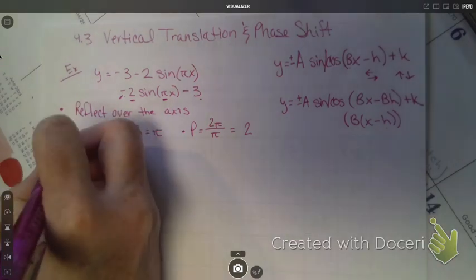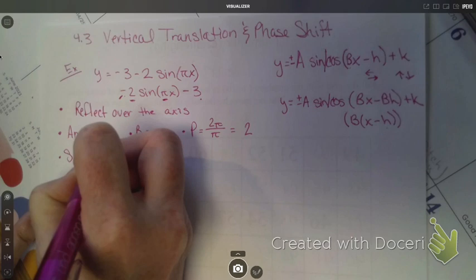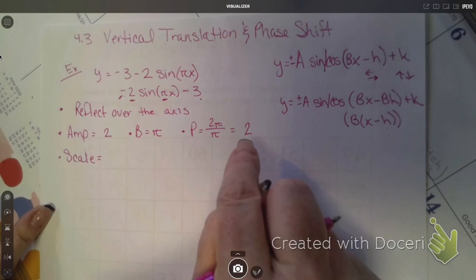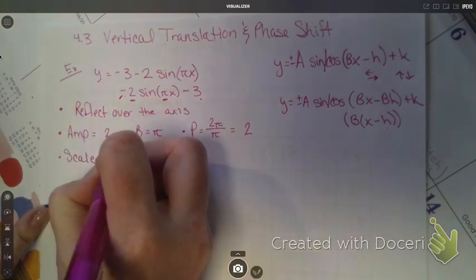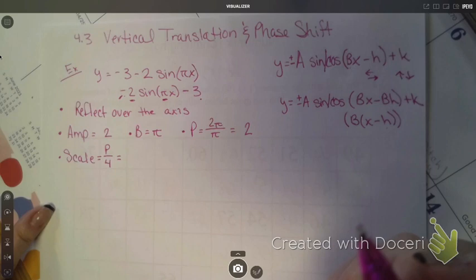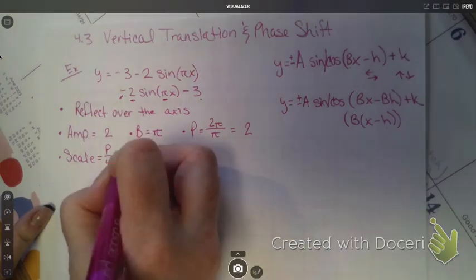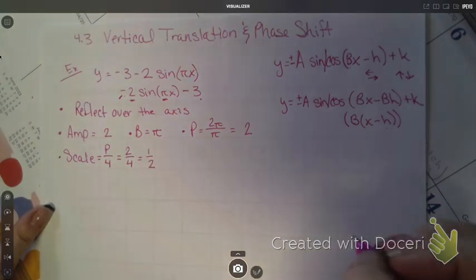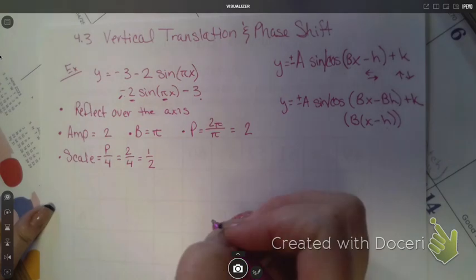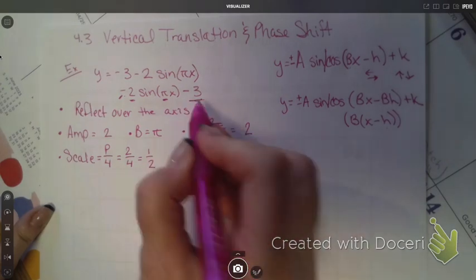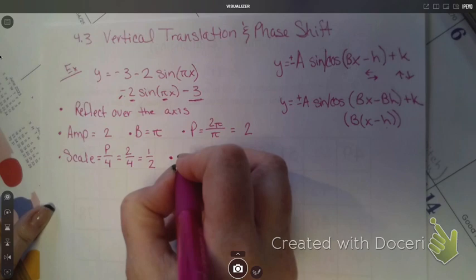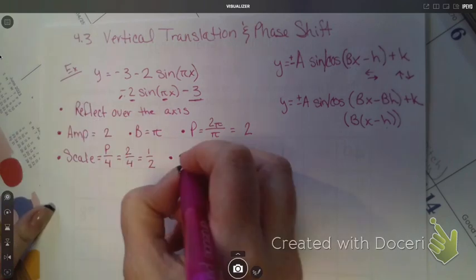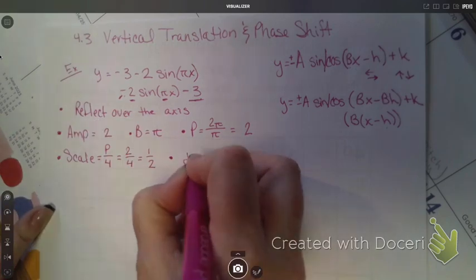We're going to do scale. We're going to start doing scale every time. Do you guys remember how we did scale? P over 4. P over 4. And why is it 4? There's 4 quadrants. So 2 over 4, which is 1/2. So we'll be counting by halves, right? Oh, what's this -3? Tell me. Is that an H or a K? It's a K. So it's going to go down 3.